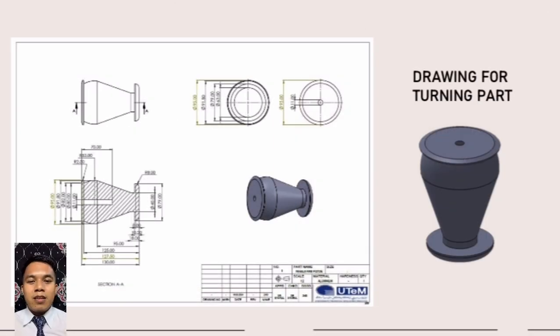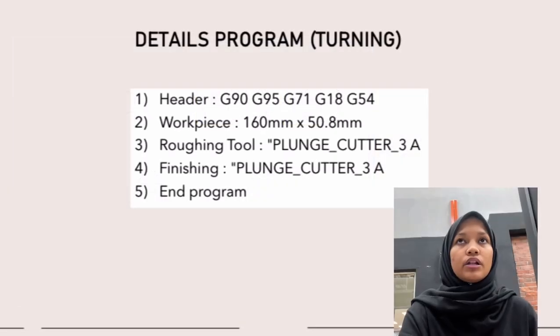In addition, for the turning part drawing, we use SolidWorks for making our drawing. The length was 130mm and the diameter was 79mm. Today I will explain to you about the coding.